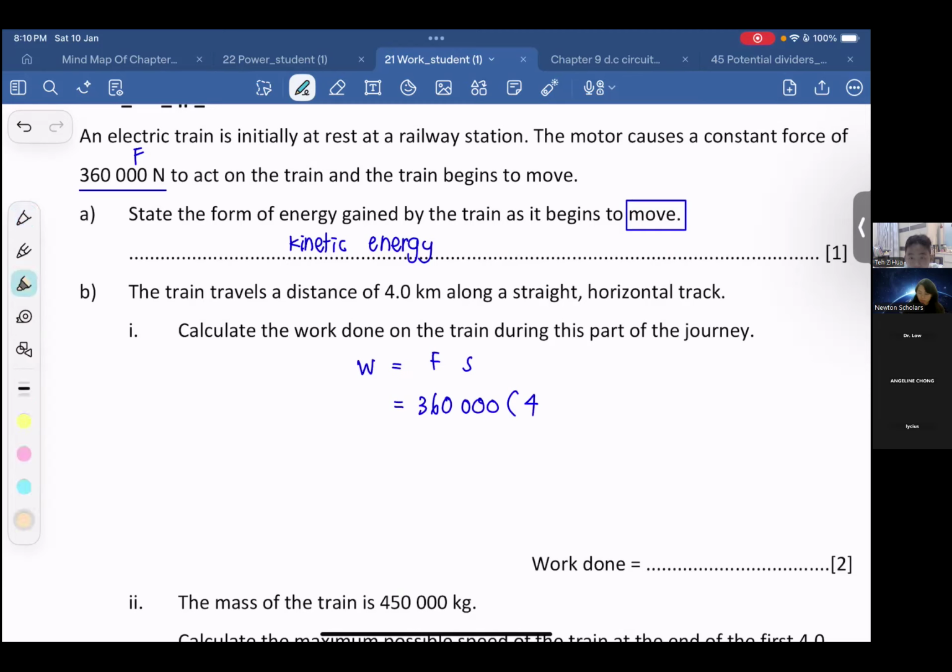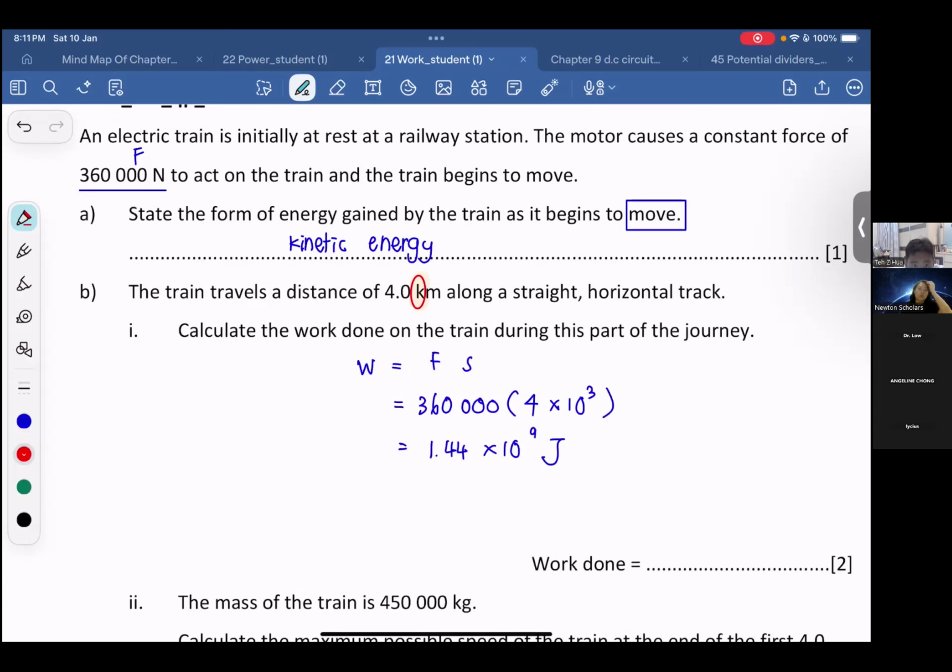Okay, dear all, kilo. Do not just look at the value and then substitute. Kilo is times 10 power of 3. So your answer should be 1.44 times 10 power of 9 joule. So this is the correct answer. Please remember, check the prefix. Is there any prefix here?